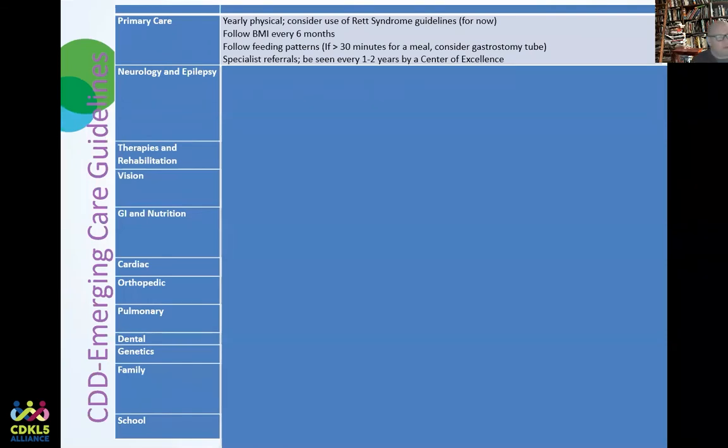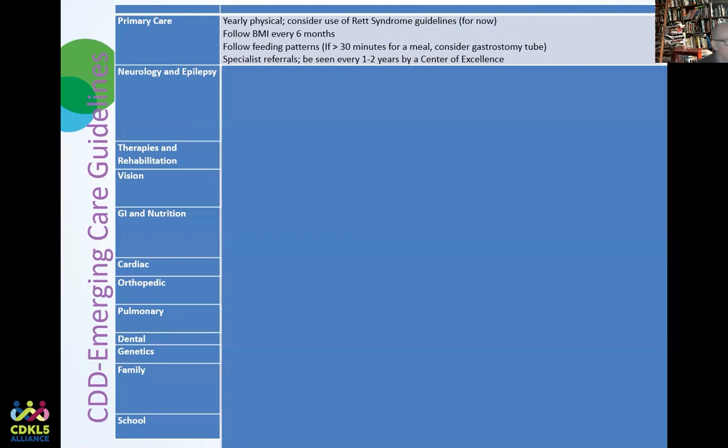So one of the ways to look at these is when I put all of these things together in a table. They're also present in those papers, but I wanted to go through each of those items as part of this discussion today. So I think a yearly physical by your primary care, and consider the use of the Rett syndrome guidelines for now. I think it's important that we come up with CDD specific guidelines in the very near future. As part of your primary care visits, your primary care physician should be following your body mass index every 6 months and follow the feeding patterns.